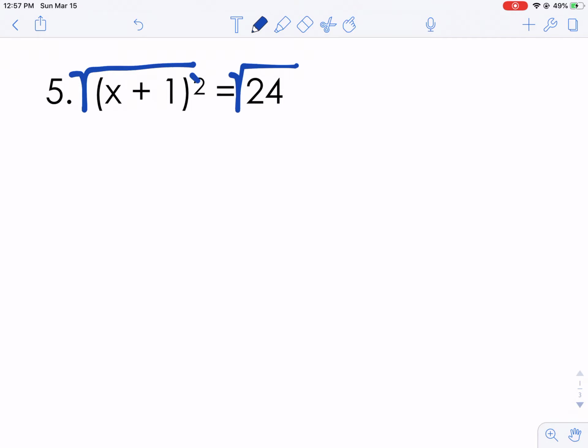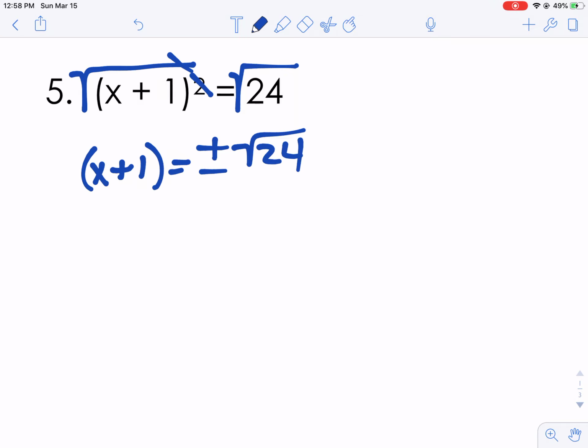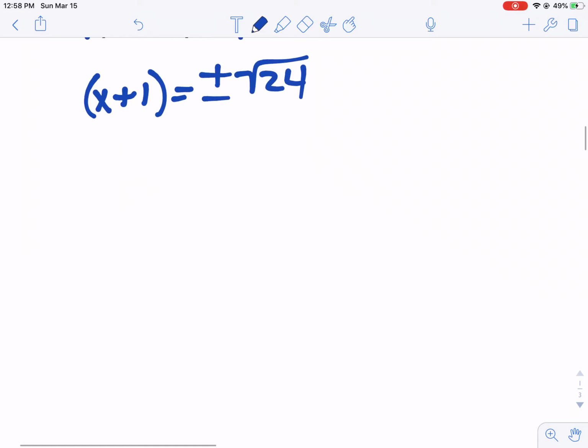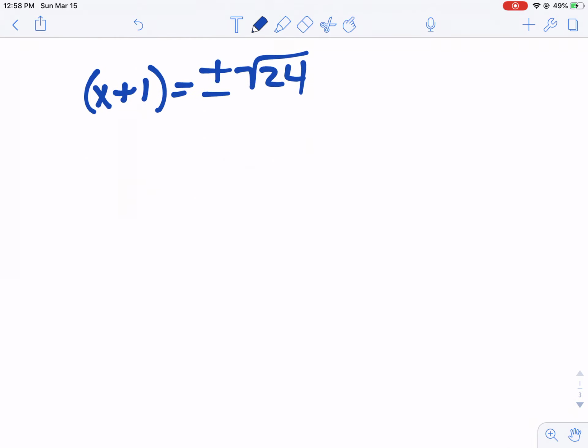And again, the square and the square root are going to cancel each other out, which leaves me the box, the x plus 1 in parentheses. And on this side, I'm putting down my plus minus right now before I forget. And I get square root of 24, which I know does not come out even. I can't think of a number times itself that makes 24. So once again, we have to do some simplifying.